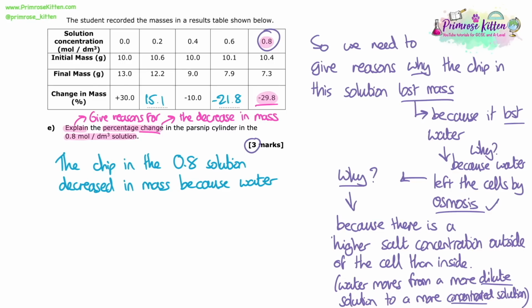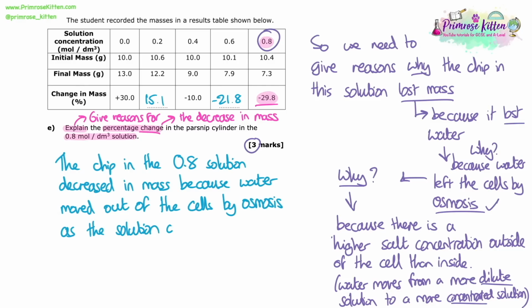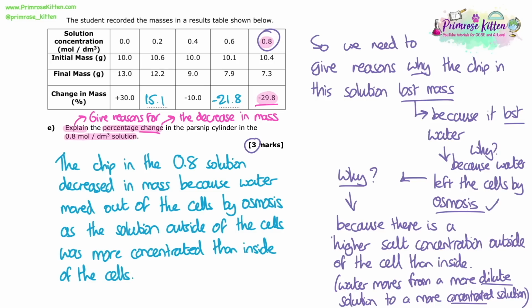So my answer is going to be that the chip in the 0.8 solution decreased in mass because water moved out of the chip by osmosis. This is because the solution outside of the cells was more concentrated than inside of the cells. So I've got my water moving out, I've got the process and saying that it is osmosis, and then I've got my reason because of the difference in concentration.